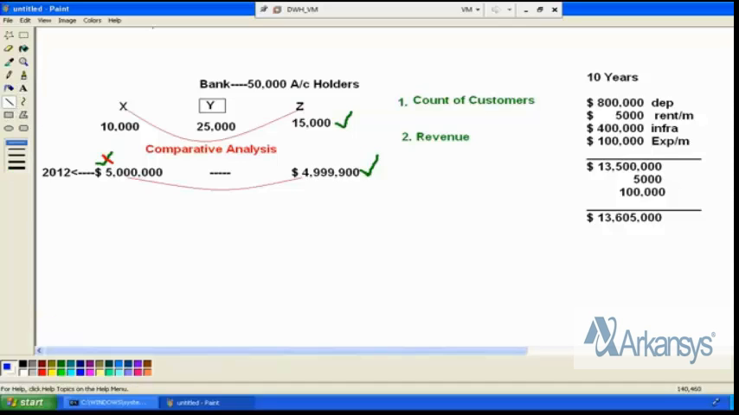Management is saying that 10,000 people generated 5 millions in X location. When it comes to G location, 15,000 people generated approximately 5 millions. Which one is the best place? Here I am comparing two fields at a time, count of customers as well as revenue. In X location, 10,000 people generated 5 millions. In G location, 15,000 people generated 5 millions. Which one is the best place?